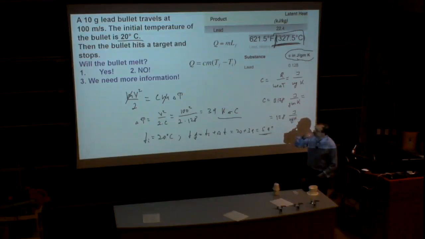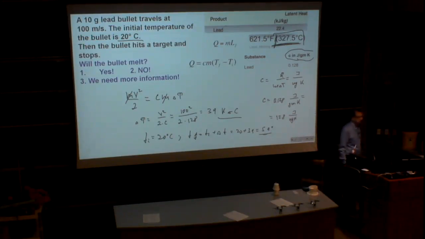But if it had traveled much faster, it would store much more kinetic energy in it. More energy would lead to a higher final temperature. You have a question? Yes?